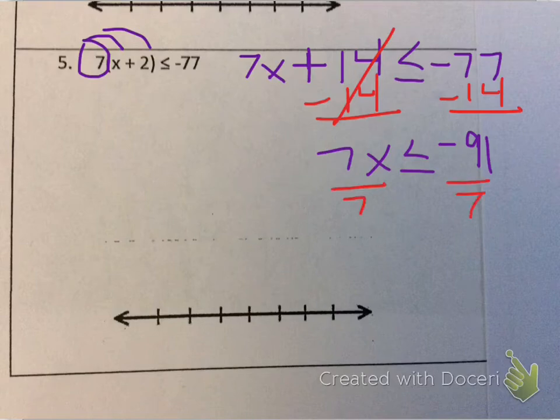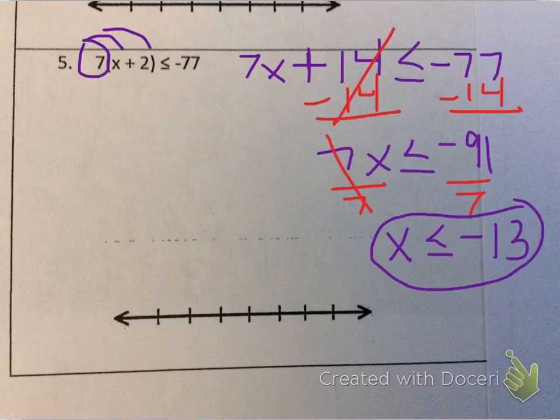7x divided by 7, my 7s cancel out. And I'm dividing by a positive 7, so I don't need to worry about flipping my sign. Just because the 91 is negative doesn't mean I need to flip. I only flip when I divide or multiply by a negative. 7 is positive, so we're good. My answer is going to be negative because I have one negative, and 91 divided by 7 is 13. You might have to do some math on that, but I did it for you.